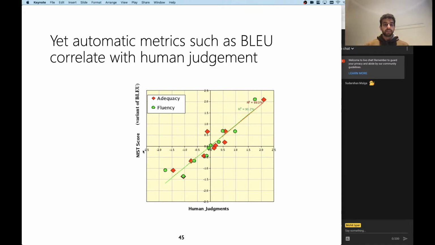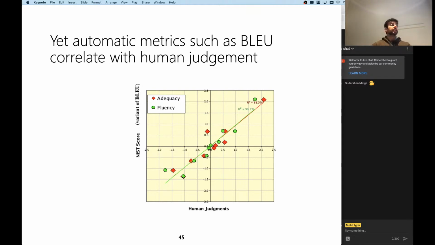So on the y-axis here, you have a variant of BLEU called the NIST score. It's working very similarly. And on the x-axis, you have these human judgments on adequacy in the red and fluency in the green. And you can see that when the automatic score, the BLEU score, is low, the human judgments are also quite low. And when they're high, the human judgments are also high, and the correlation is pretty clear.